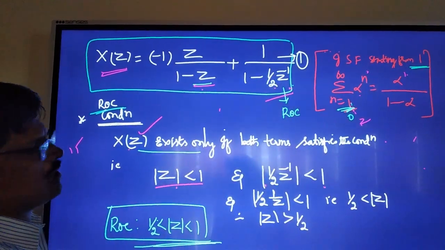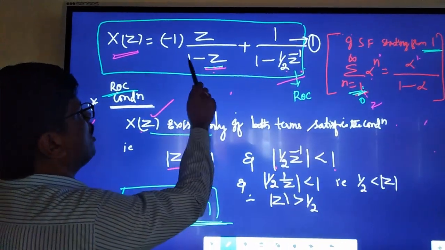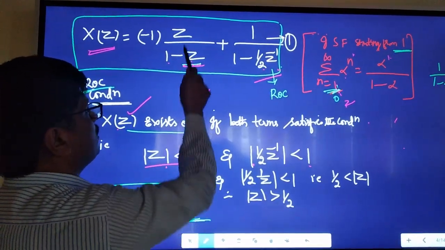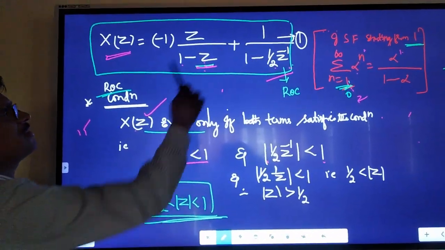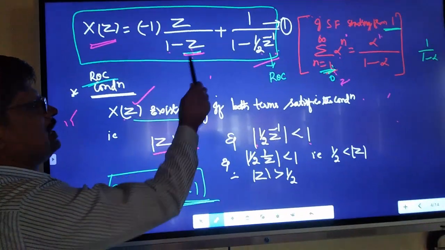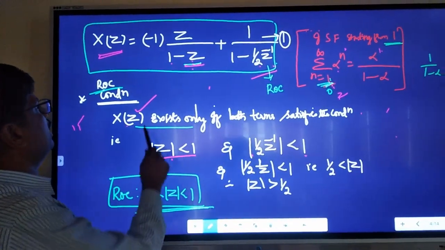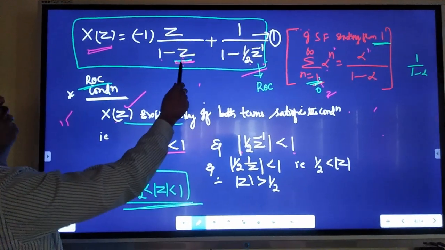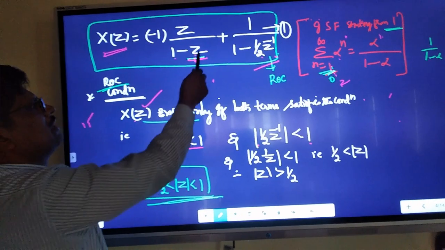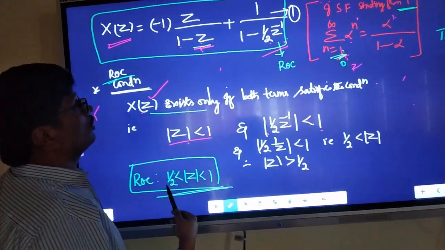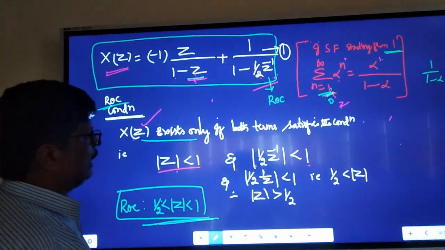Let me check what happens if mod z is equal to 1, then it will not exist. See this. If mod z is equal to 1, 1 minus 1 is 0, z by 0 is infinity, so you will get infinite terms. You will get an unstable output of x of z; you will not get a stable state. That's why, for the first term, mod z needs to be less than 1. For example, let's say z is equal to 0.8. 1 minus 0.8 is 0.2, then 1 by 0.2 is 5, so you get a finite value.